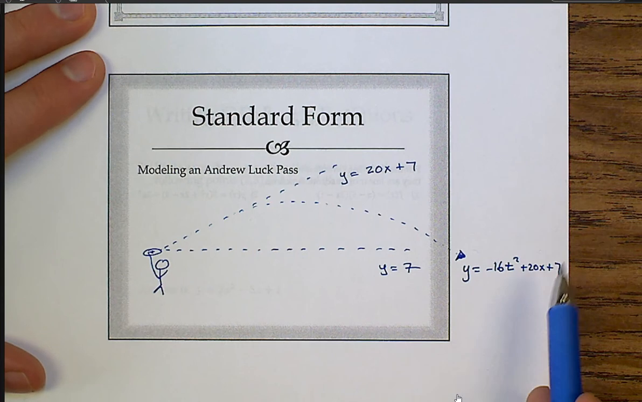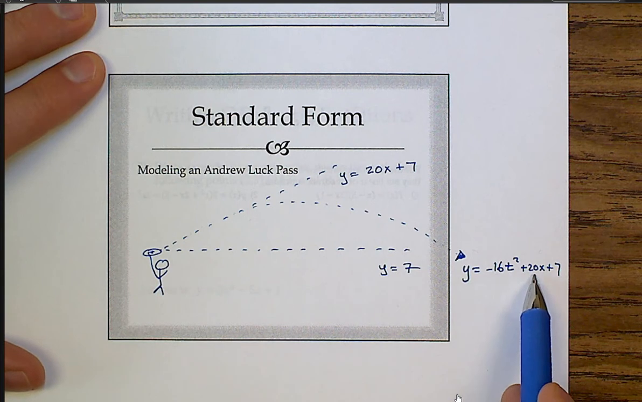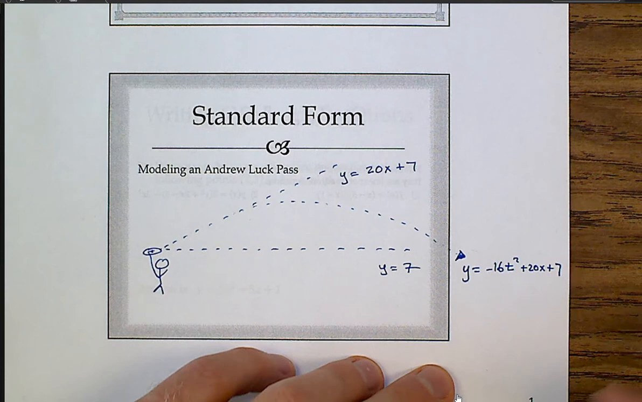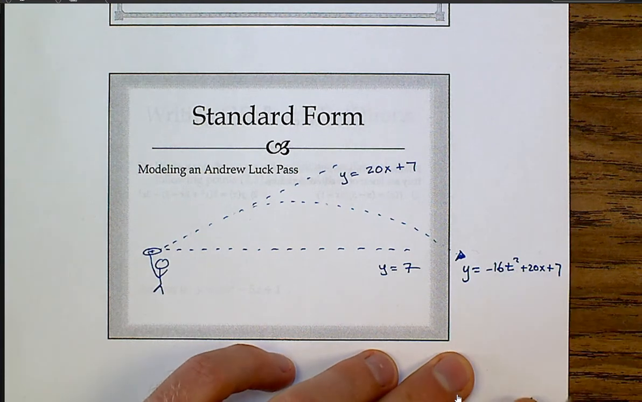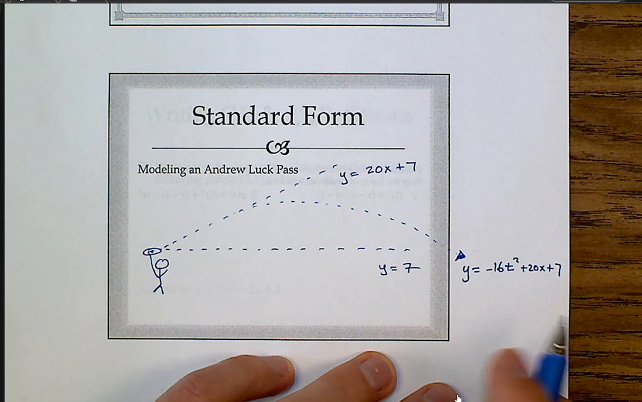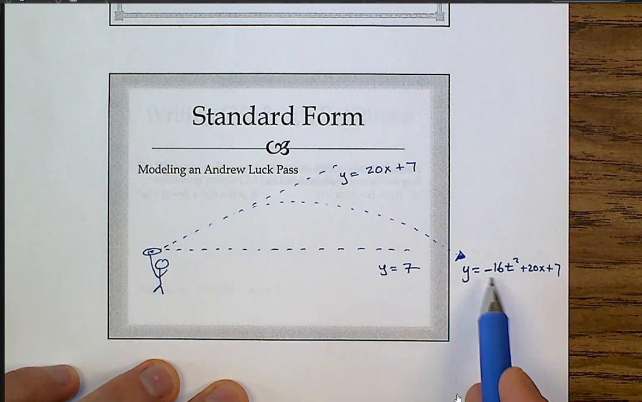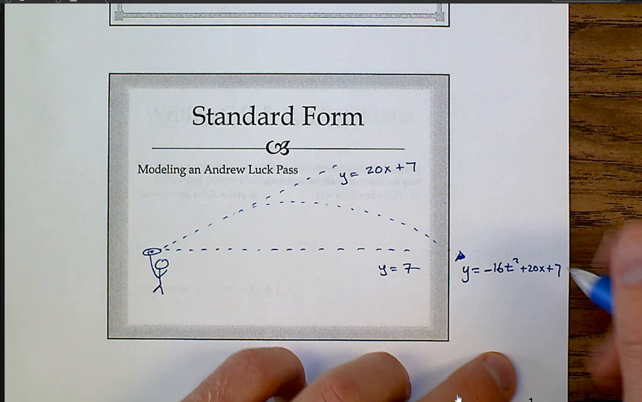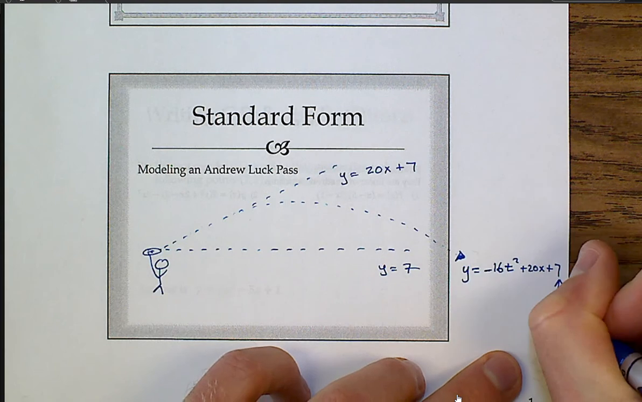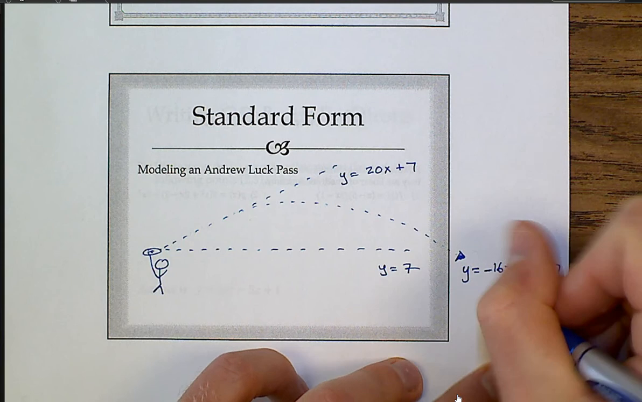This 7 is its initial height, the football's initial height, 7 feet. We talked about that here. Here's your linear part to it, the 20 feet per second. And then this negative 16t squared, that's the actual quadratic part. That negative 16, if you remember from your Algebra 1 days, is negative because your parabola is opening upside down, right? So it's kind of neat. This is what we call the constant term. This is your linear, and this is your quadratic.